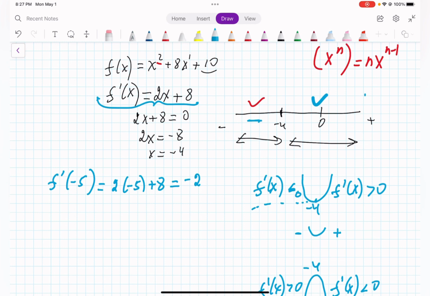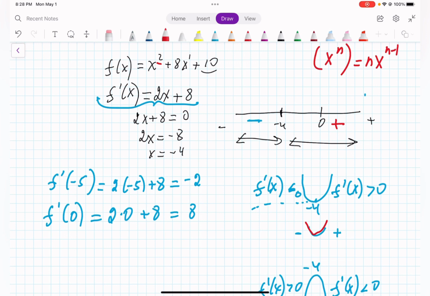Now taking the positive side, for this side I'm taking 0 because it's to the right. So f prime of 0 is equal to 2 times 0 plus 8, which is equal to +8. So, let me see. In this case, to the left I have negative, and to the right I have positive. So from negative to positive, that means it's a minimum, right?